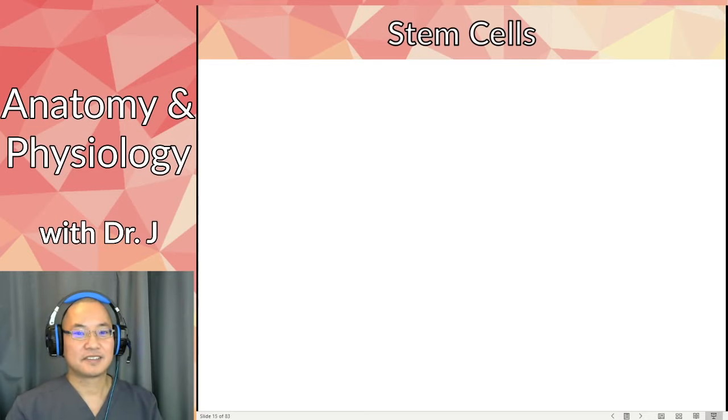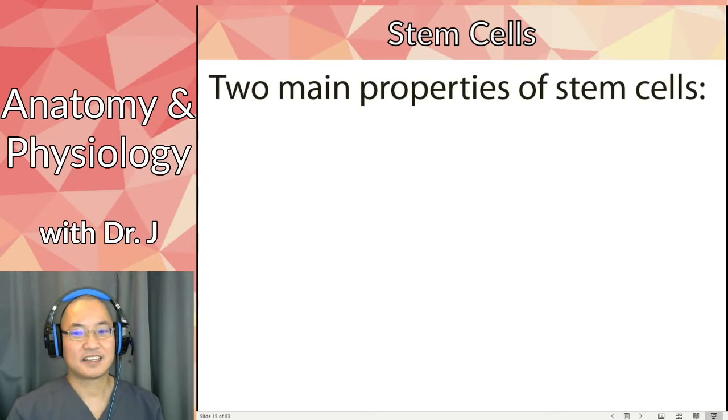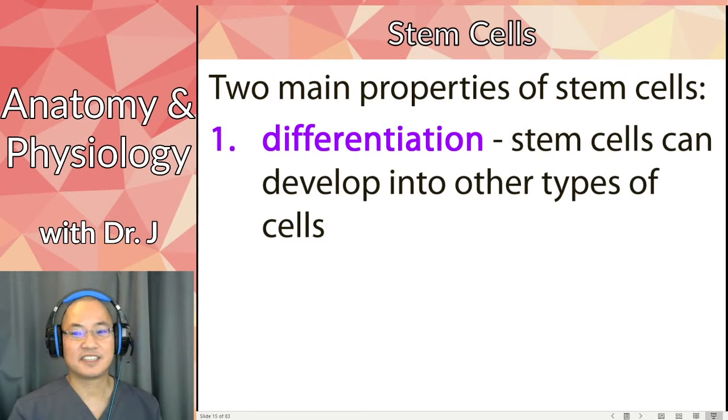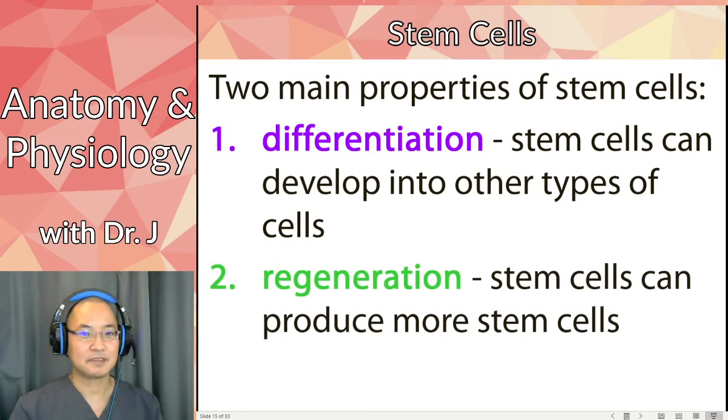So stem cells do cell division, and the two main properties of stem cells I want you to know for this class series is that they have differentiation. Stem cells can develop into other specialized types of cells. So stem cells can regenerate and make more stem cells, but they can also undergo a process called differentiation, where they start to specialize. So they're no longer just generating more stem cells. They can actually start to choose specialties.